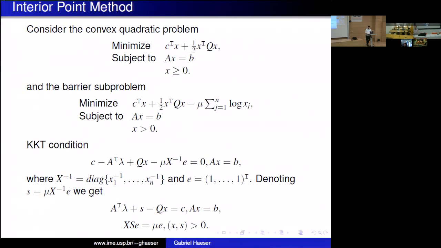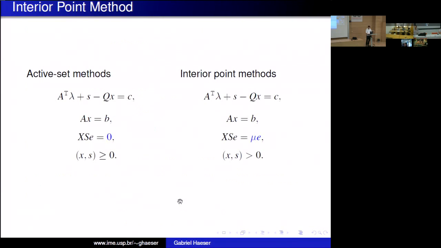And in fact, for a convex quadratic problem, the solution of these equations and inequalities is equivalent to the global solution of this problem. So this in fact characterizes the global solution. This is the KKT condition. You can write the KKT condition of the original problem in this sense.